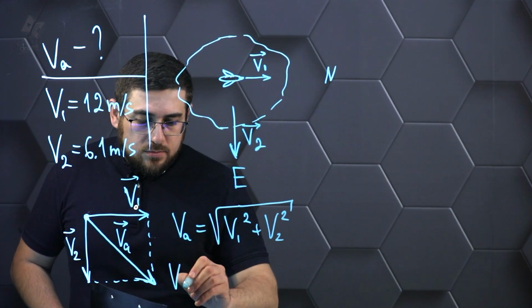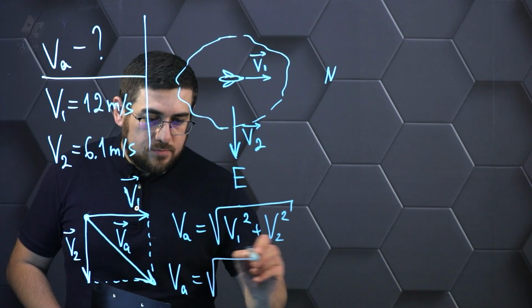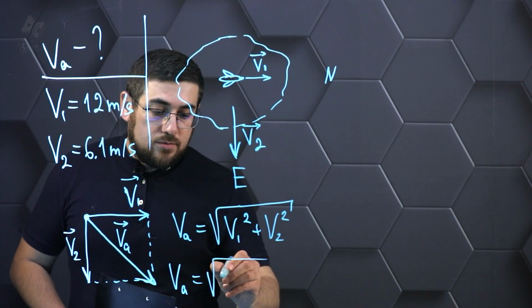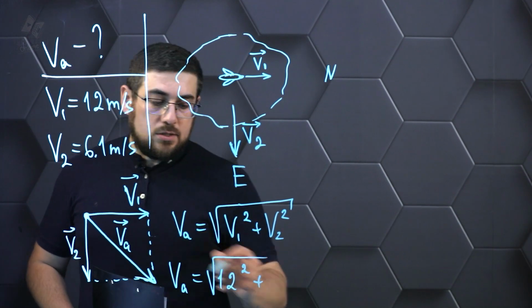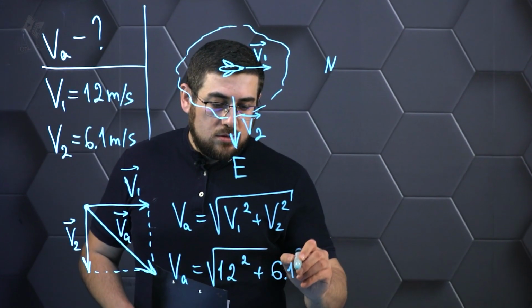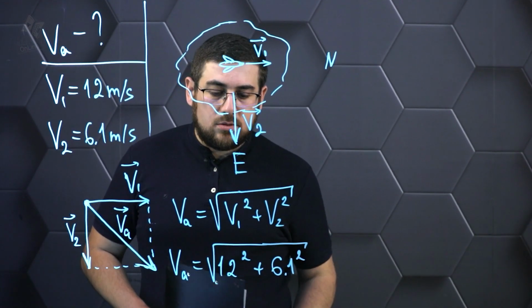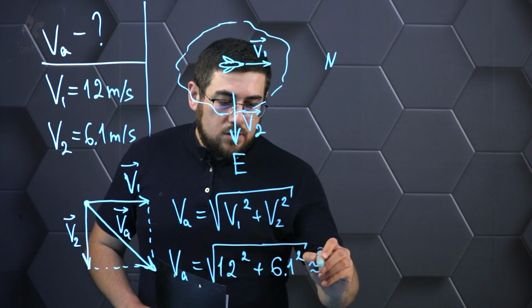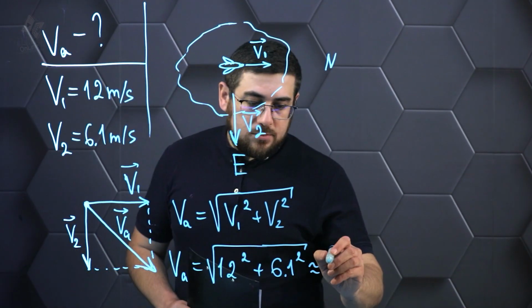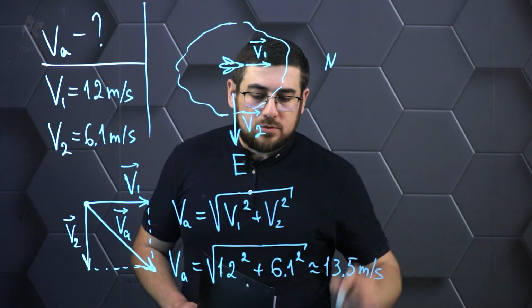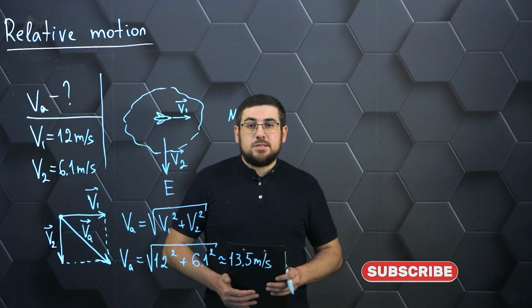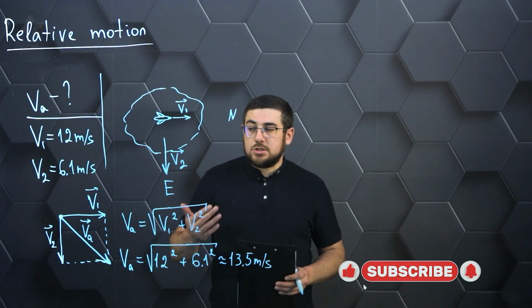Let's substitute the values. v1 we have 12 meters per second squared, and 6.1 is the velocity of the air. And roughly after the calculation we get 13.5 meters per second. And with 13.5 meters per second we get the speed of the bird relative to the ground.